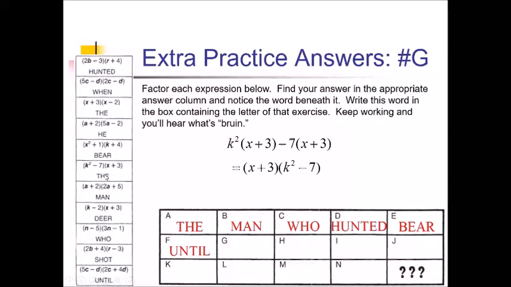So I think that's going to be this one right here. X plus 3, k squared minus 7.